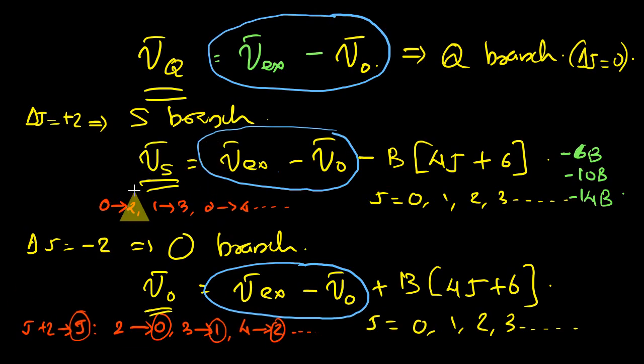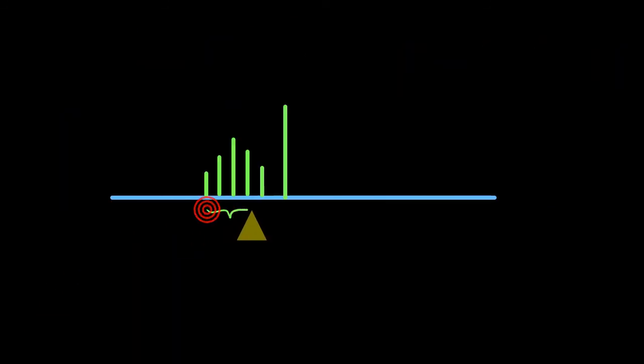And after that, you will get a line at 10B, which is only 4B less than this one. So it will appear here, 4B less than this one. So all lines are then separated by 4B. So it will appear like this. You will get a series of lines like this on the left side of this nu bar excitation minus nu 0. Okay. And this is because of the S branch. So this is the S branch, let me write it here, and this is the Q branch.